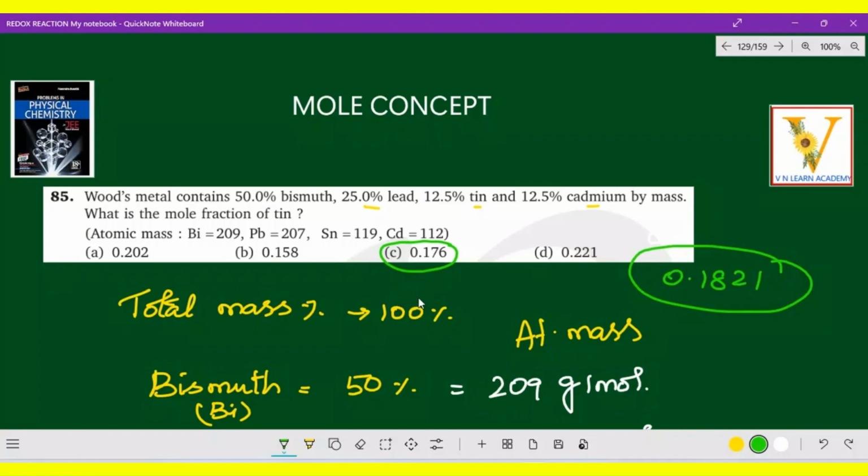I hope you got the clarity. How do we identify the mole fraction? And this is only the exact answer. Come on, let's go to the next question.